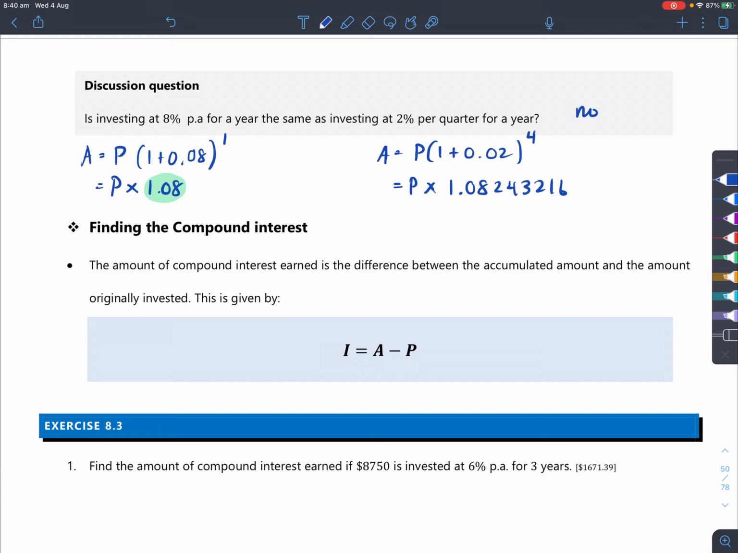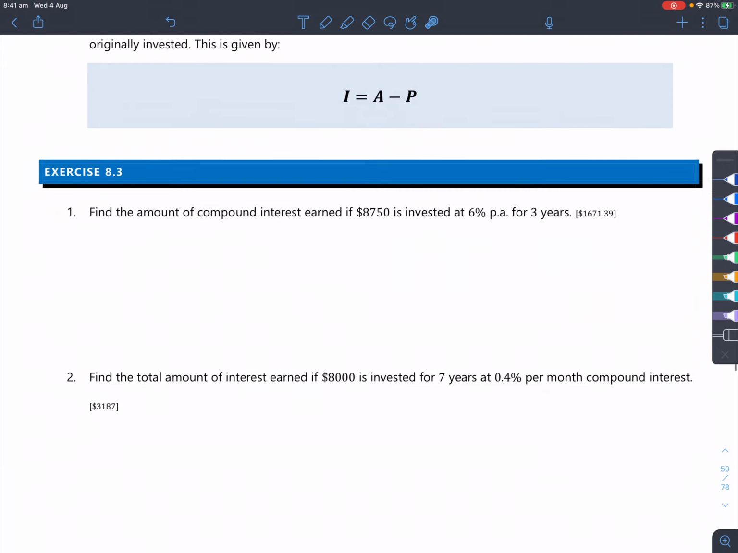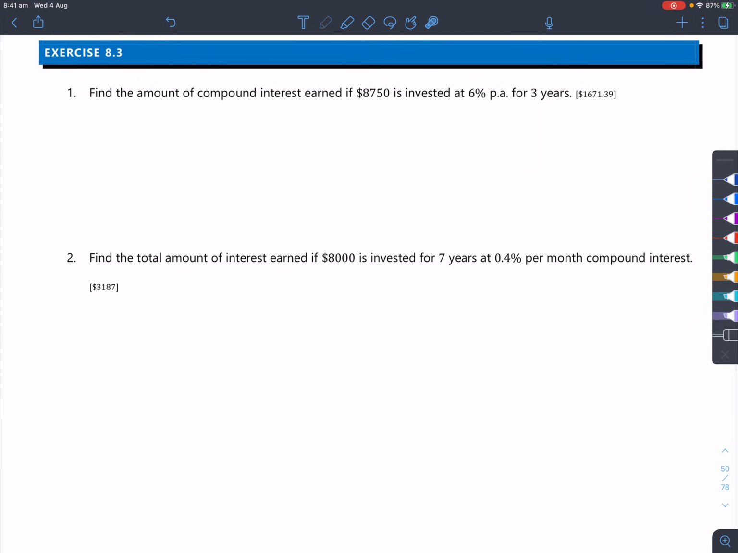Right, next thing, finding the compound interest. The amount of compound interest earned is the difference between the accumulated amount and the amount originally invested. This is given by the interest equals the final amount minus the principal. So, for question 1, find the amount of compound interest earned if $8,750 is invested at 6% per annum for 3 years. So let's use our compound interest formula.